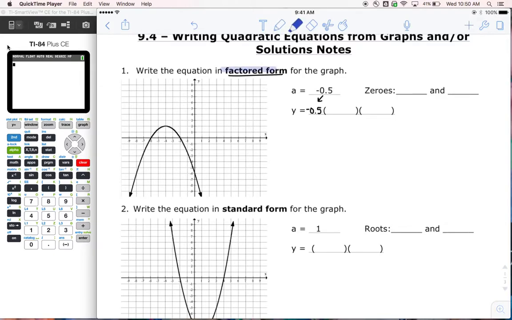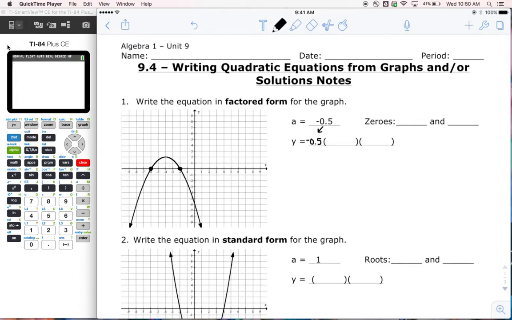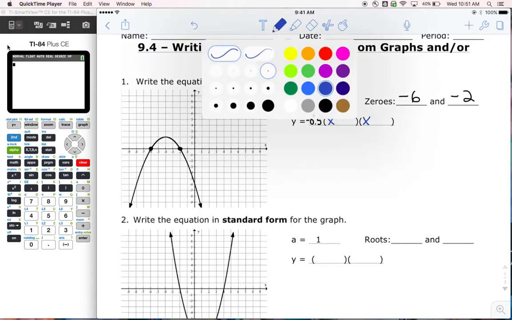Hopefully by now you're associating factored form with parentheses. Let's take a look at our graph. We've got a 0 here at negative 6 and negative 2. So let's write our equation. We're used to seeing just x's in the front. These are kind of simple ones. X is just in the front. But then what do I write after that?